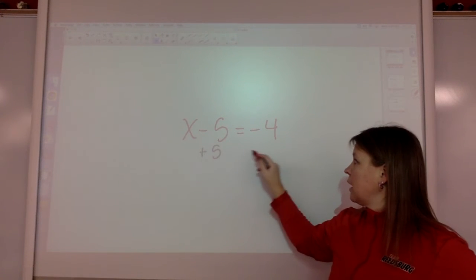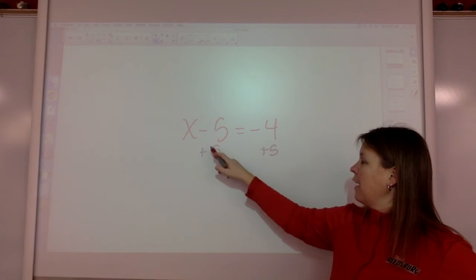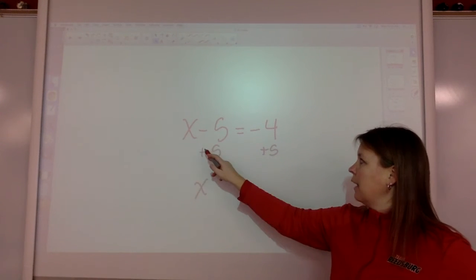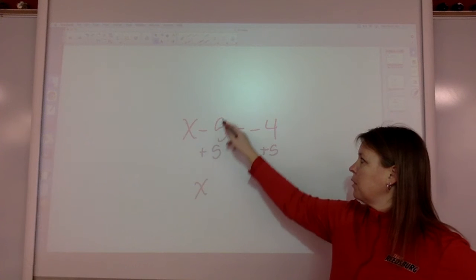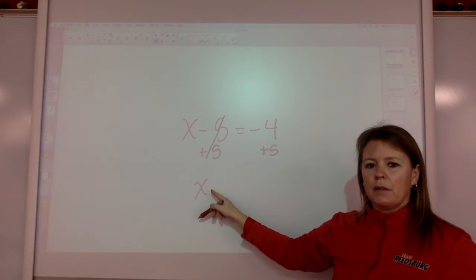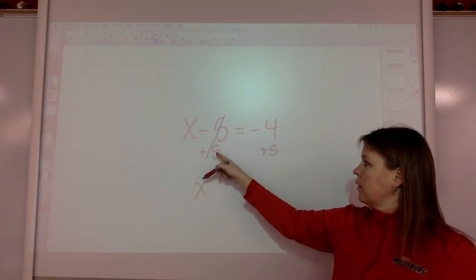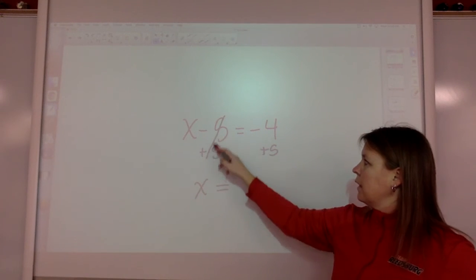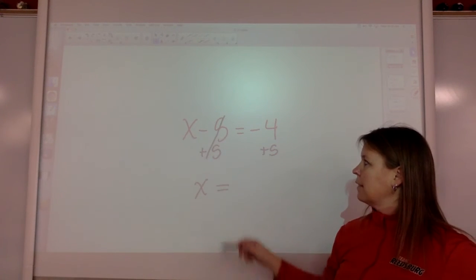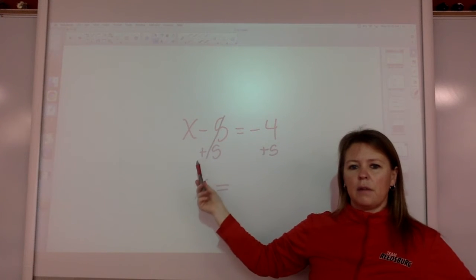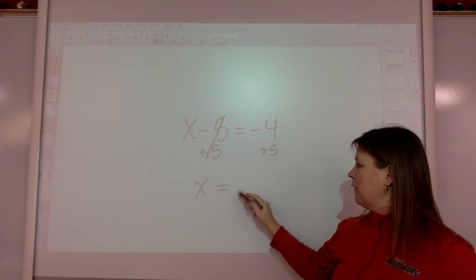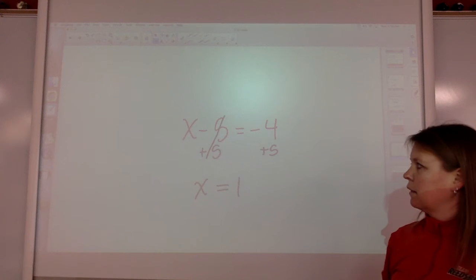Add 5 to both sides. Why do we add 5? Because we are trying to isolate this x. And if negative 5 plus 5 is 0, you don't have to write down a 0 next to the x. You just eliminated, got rid of those over here. By doing the inverse, if that's negative, we make it positive. But to keep it balanced, whatever you do to one side of the equation, you have to do to the other side. So we get x equals 1.